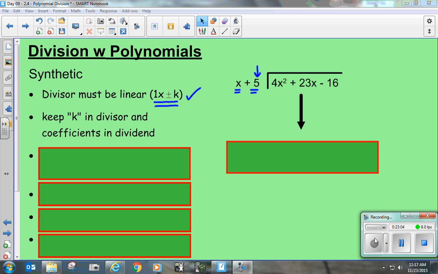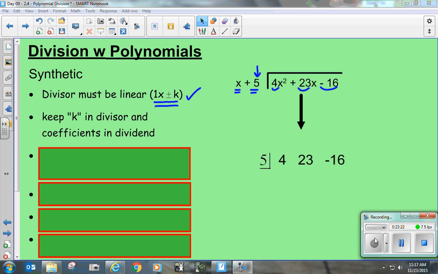And I keep the coefficients in the dividend. Okay? I keep my 4, my 23, and my minus 16. Forget about the variables. All right? And what it looks like is this. And what it looks like is that right there. So that just separates it. This just means this is the number going in. Okay? This is what you're dividing into right there. It's still a type of division. So we've got to separate what's going in and what it's going into.